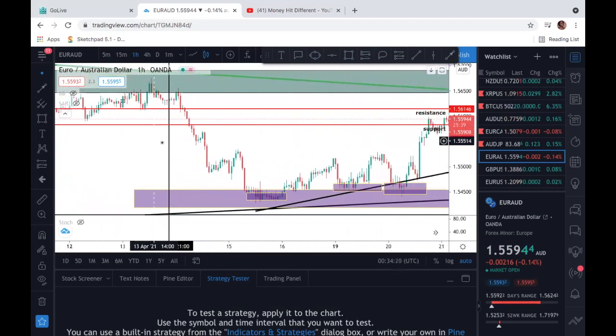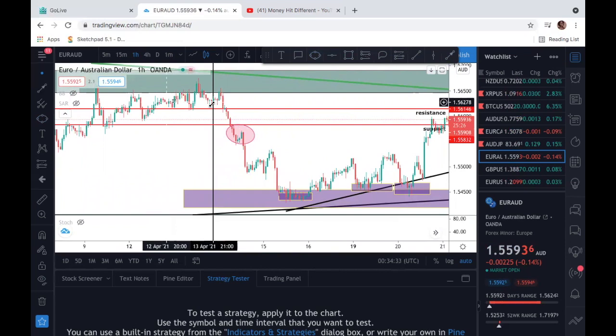So this right here is a pullback. This is a retest. This was a break, and then it retested back, and then it continued to drop. This is on a 1 hour time frame, right? But it didn't go back to the zone that it broke away from, right? This is the zone that it broke away from.